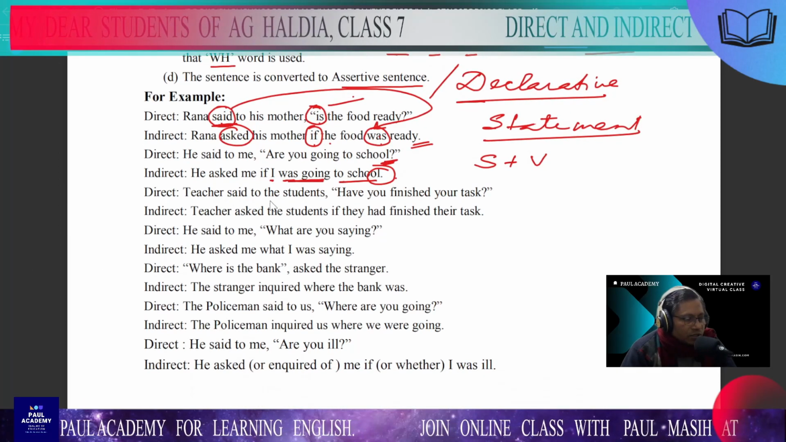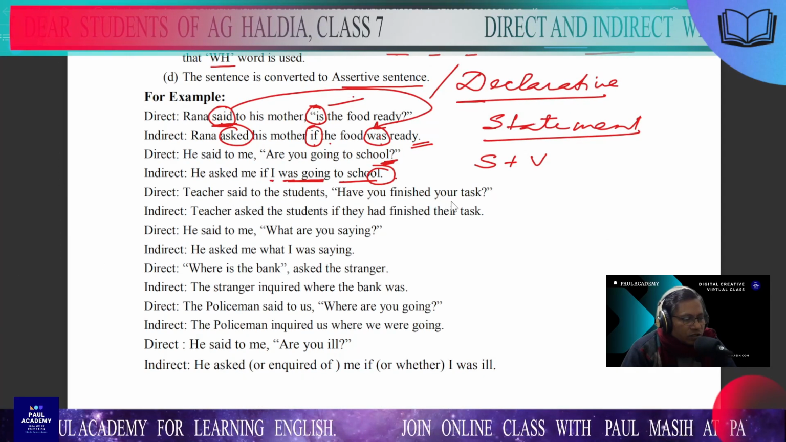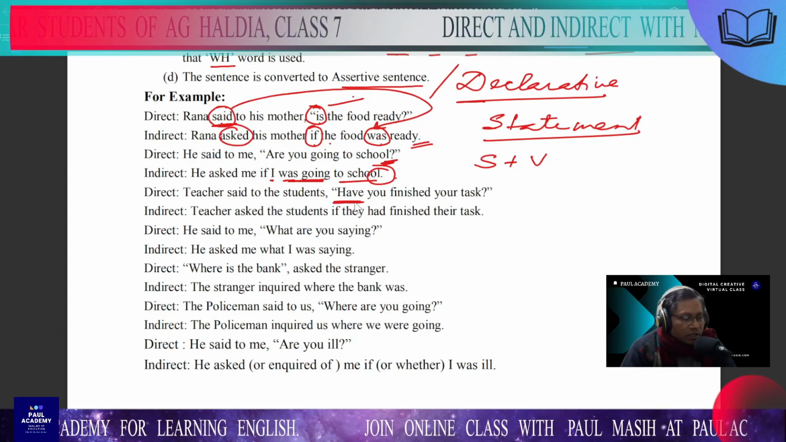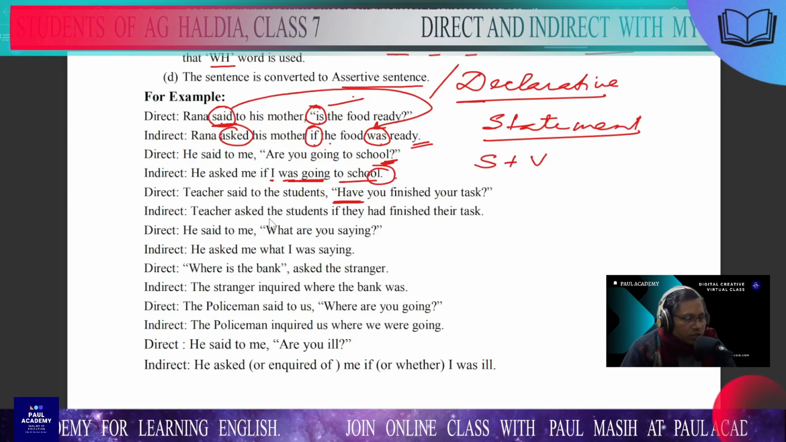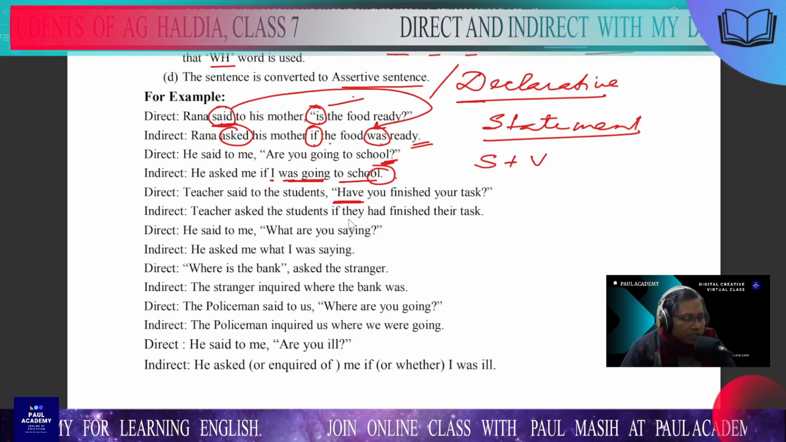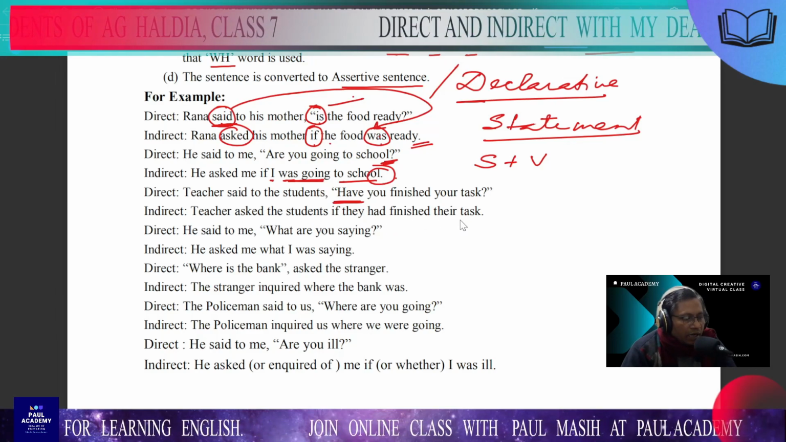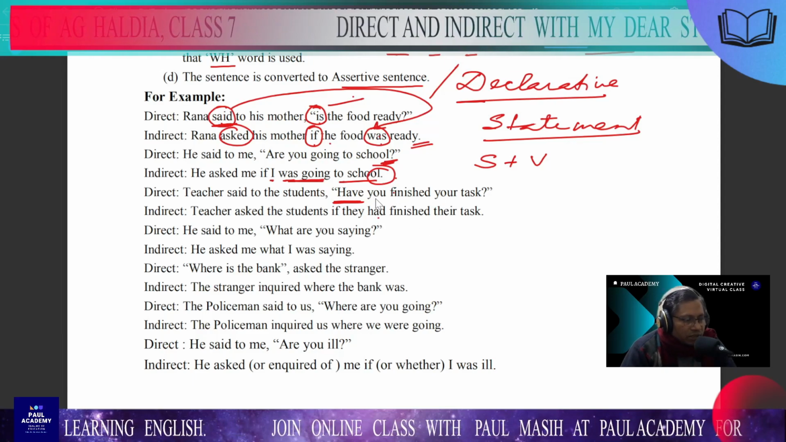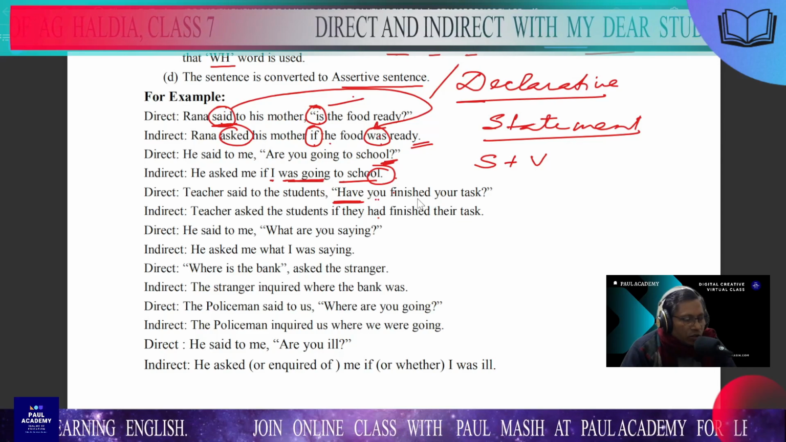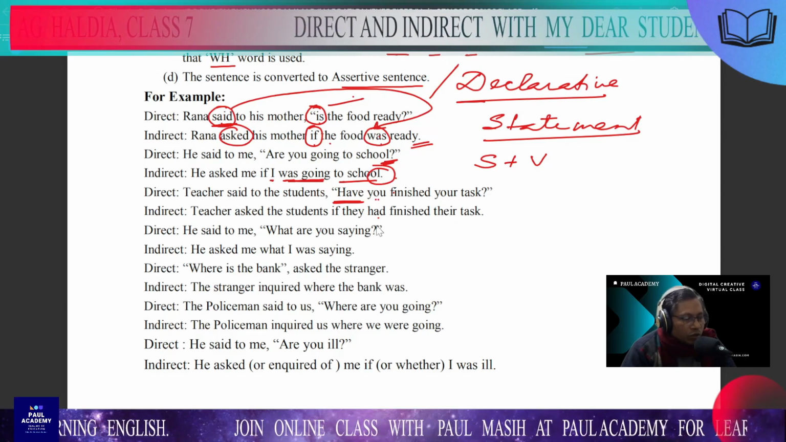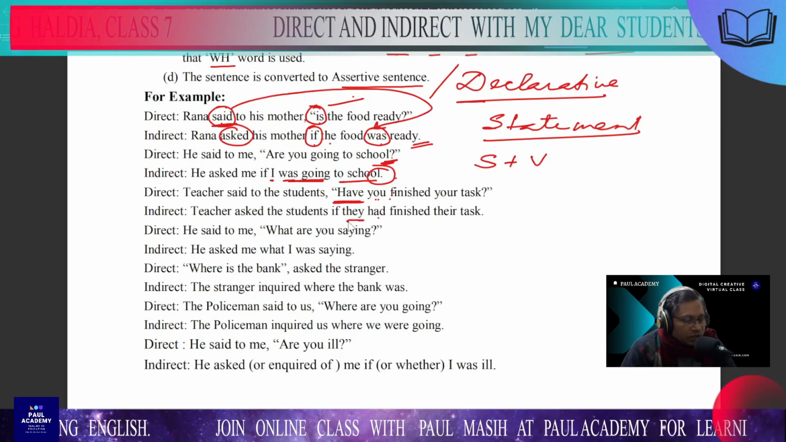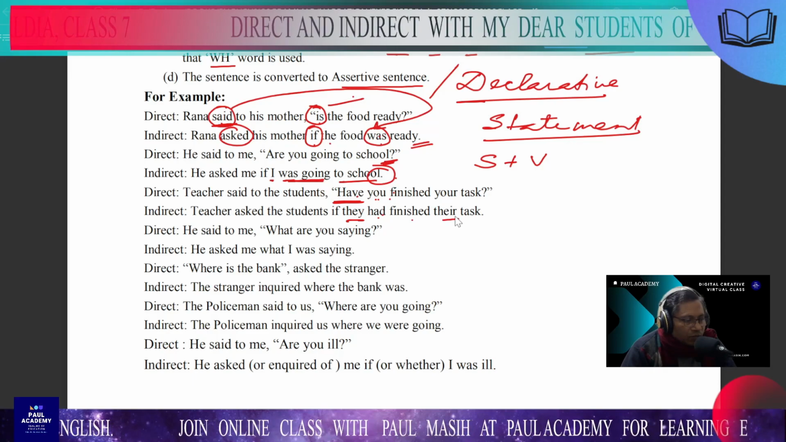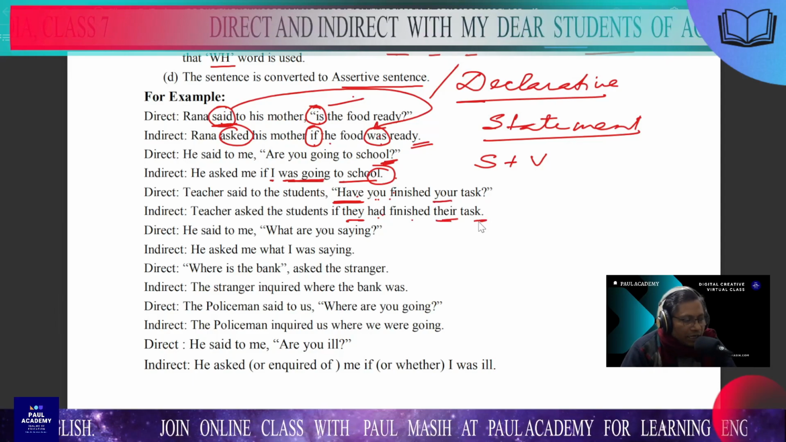Okay? Teacher said to the student, "Have you finished your work?" Again it is a yes-no question because it is beginning with a verb, a helping verb. The teacher asks the students if they had finished their work. Have changes into had. Like, if they had: you changes into they, then have changes into had finished their work. Your work changes to their work, and full stop.